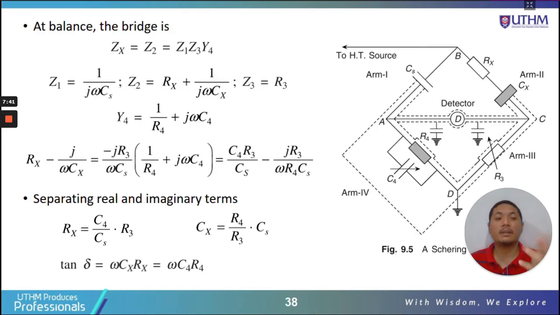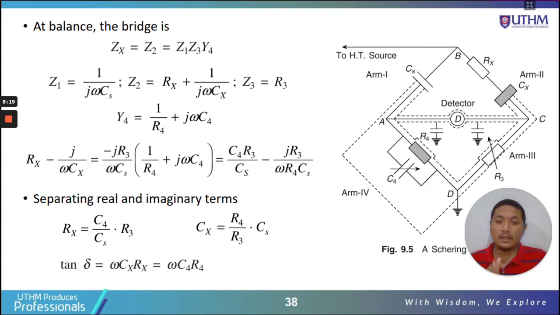Okay, this is the explanation why tan delta equals omega Cx Rx, which also equals omega C4 R4. This condition is only true if the detector is in balance condition. If the bridge is in balance, then omega Cx Rx equals omega C4 R4. That means the detector is in balance, the bridge is in balance.